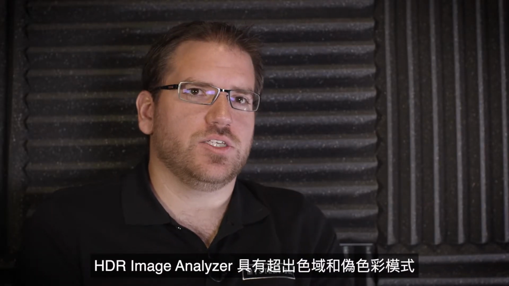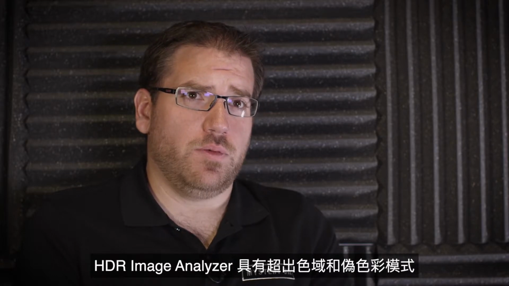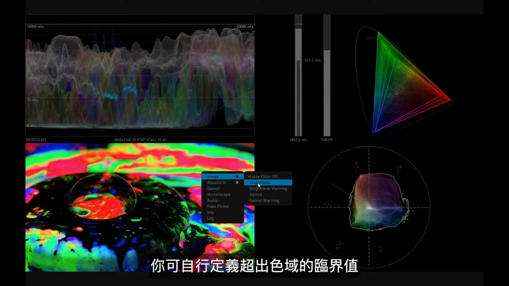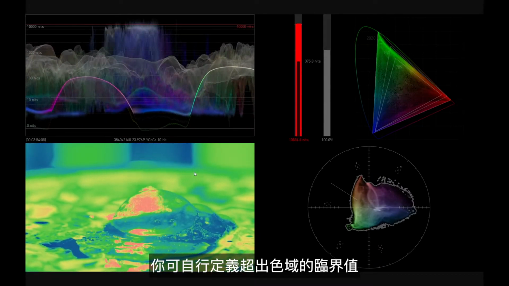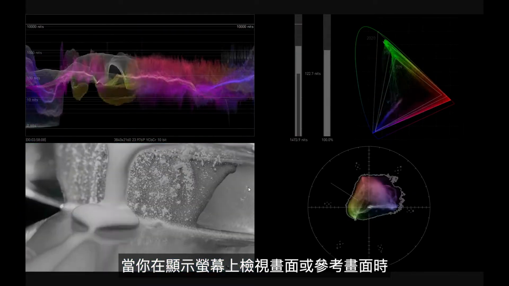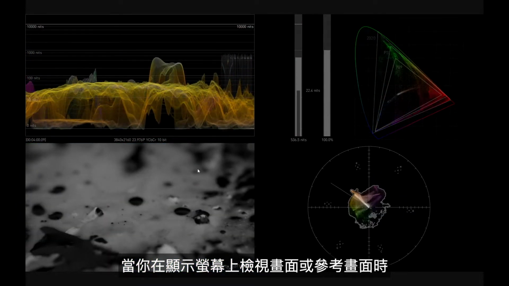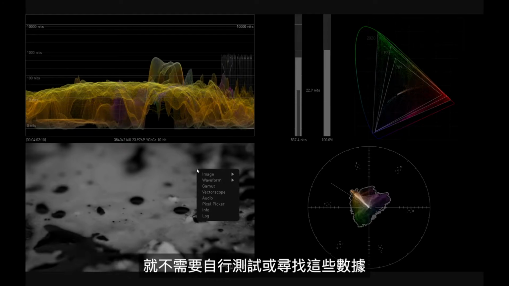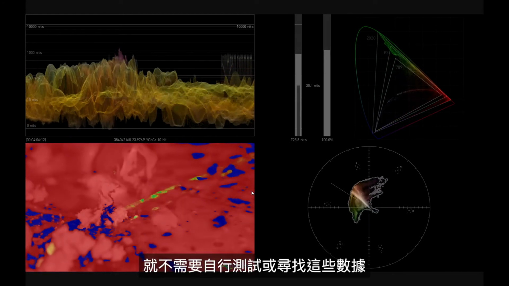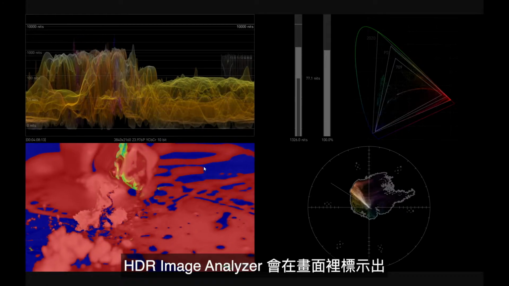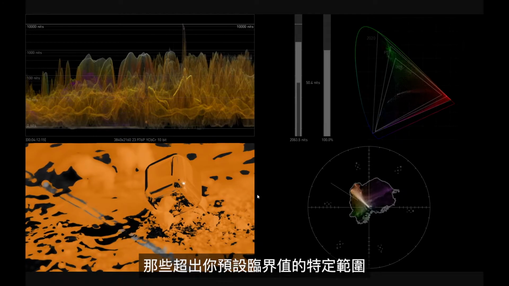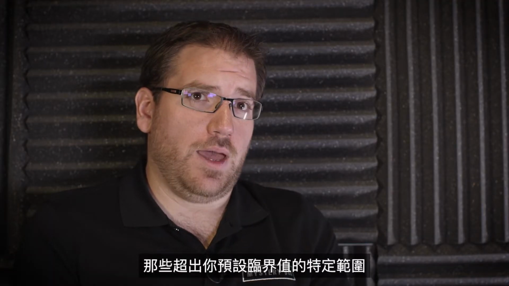The HDR Image Analyzer offers some false color out of gamut modes. These are selectable. You can define when you want it to say that you're out of gamut. That makes sure that if you are looking at the image or the reference image on the display visually, you don't have to necessarily go and try and look at where the data is. It's going to highlight on the HDR Image Analyzer the specific regions of your image that have gone out of the gamut that you've said.